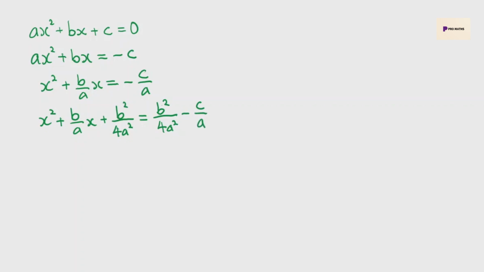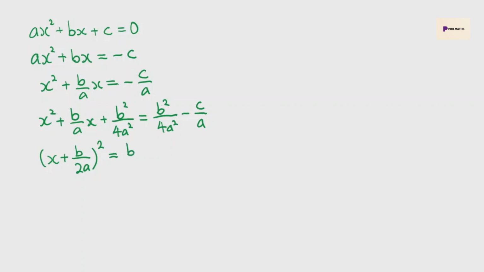Check out the video on completing the square if it's something that you would like to know more about. Now on the left-hand side, we can complete the square. We make a perfect square, and we get x plus b on 2a all squared.